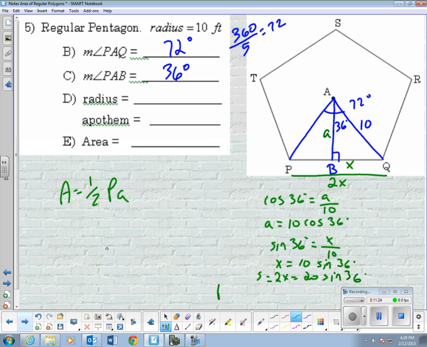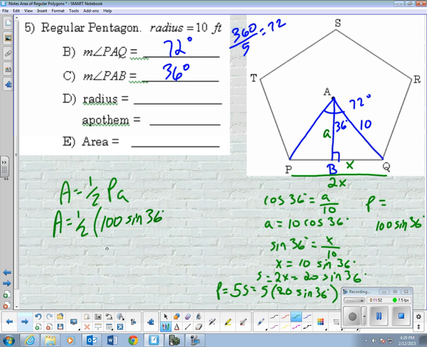Now my perimeter, P, is going to equal 5 times whatever S is. So that's going to be 5 times 20 sine of 36 degrees, which I can simplify to be 100 sine of 36 degrees. This is my perimeter. All right, now I'm ready to get over here on my work. Area equals 1/2. My perimeter is 100 sine of 36 degrees times my apothem, which was 10 cosine of 36 degrees. Now, I can do a little simplifying here if I wanted to, but I'm actually just going to leave it like that. Now it's time for the calculator.